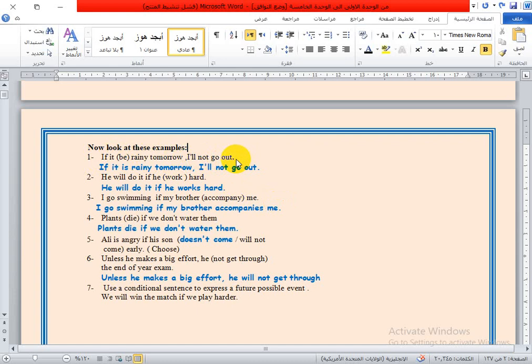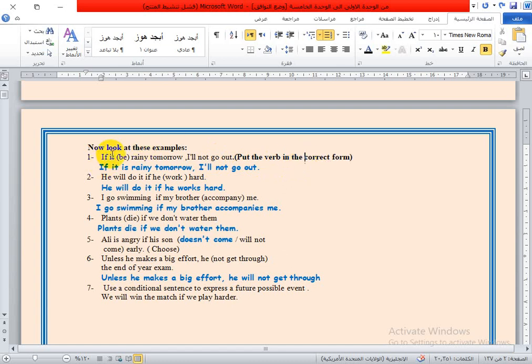Students, here we will say put the verbs in the correct form. Put the verb in the correct form. How can we do this example?